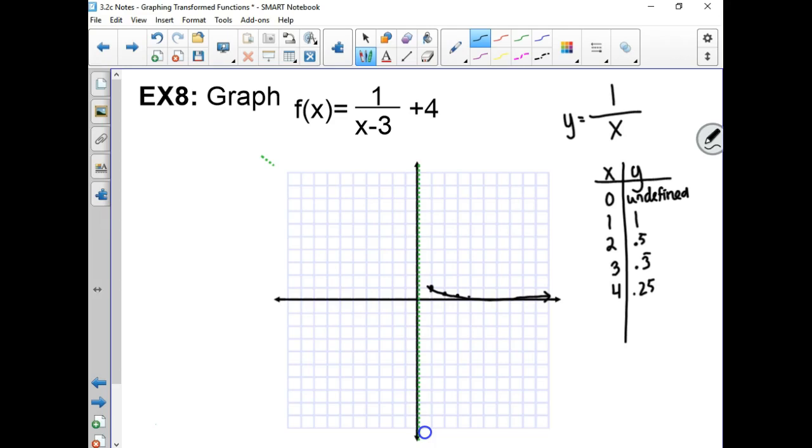Mine shouldn't, but it looks like it goes back up, but it shouldn't. Just do the best you can. And then on the left-hand side, we have to go to this vertical asymptote. So it looks like this.